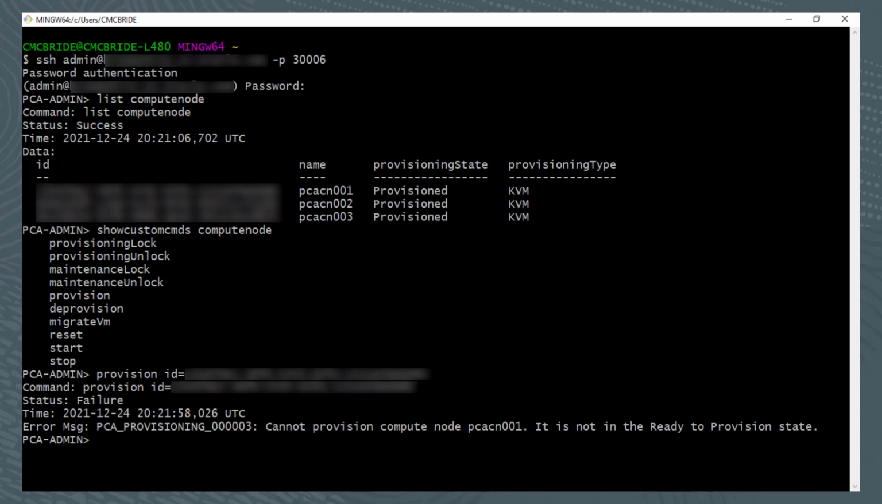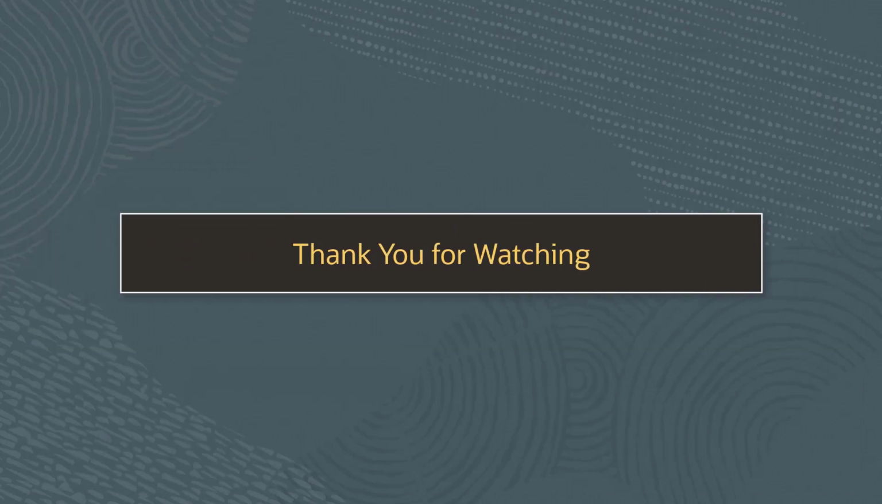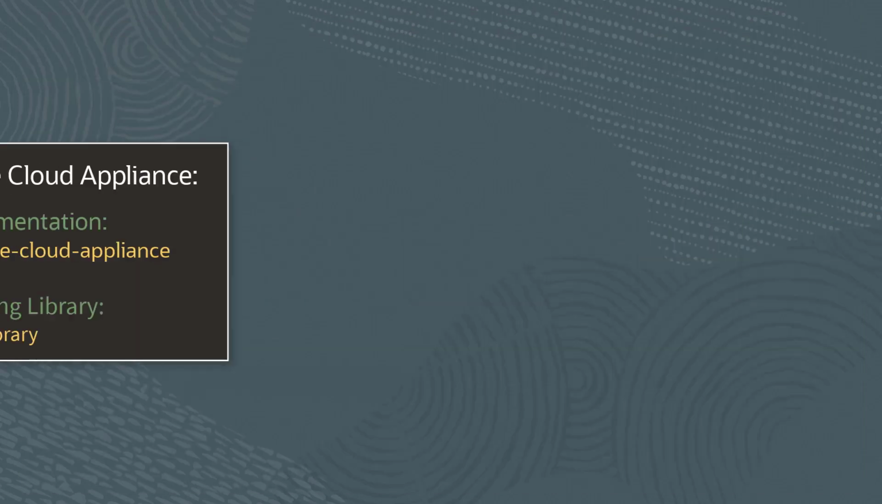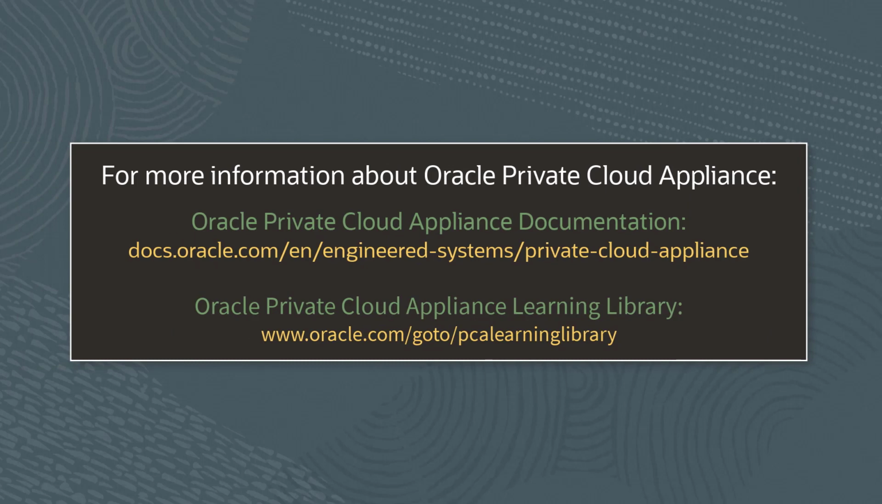Finally, to exit the Service CLI interface, type exit. This concludes this demonstration. Thank you for watching. Please check our additional information on Oracle Private Cloud Appliance in the Oracle Private Cloud Appliance documentation or in the Oracle Private Cloud Appliance Learning Library.